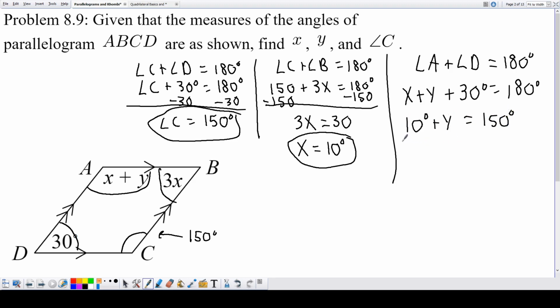And subtract 10 degrees on both sides, and we are left with y is equal to 140 degrees.